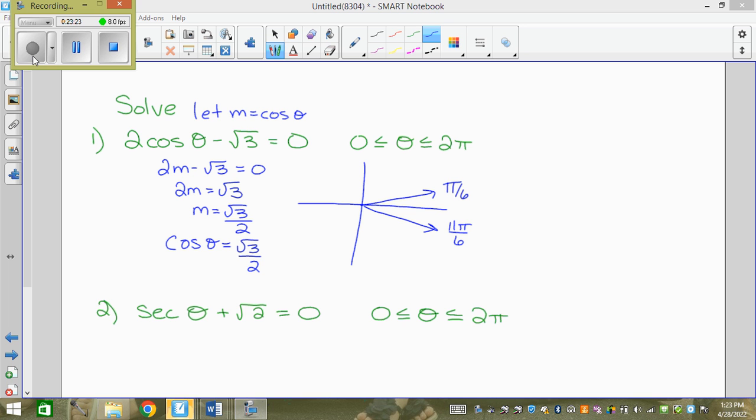What if I do this? What if instead of saying 0 to 2 pi, which is what I asked you, I ask you from negative pi to pi. Now, just so you know, we just get the coterminals.